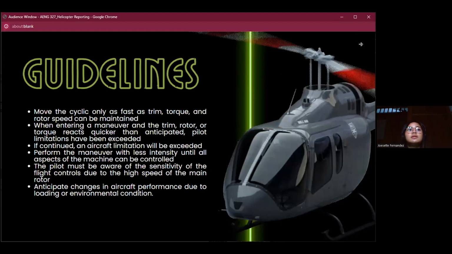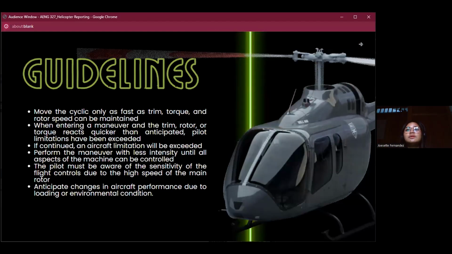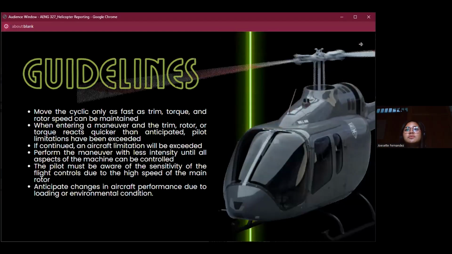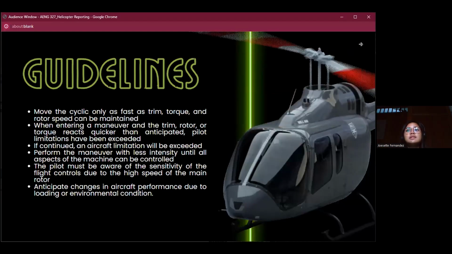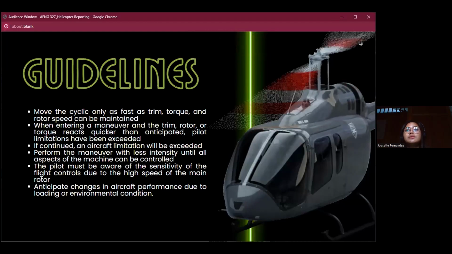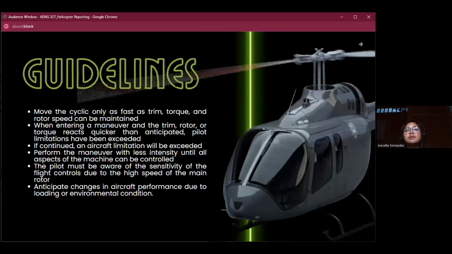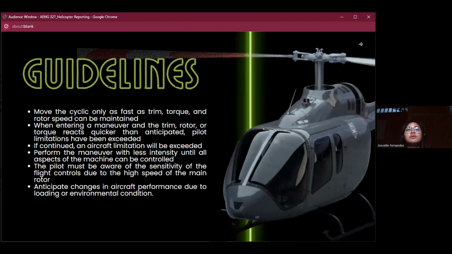Second one is when entering a maneuver and the trim, rotor, or torque reacts quicker than anticipated, the pilot's limitations have been exceeded. During a specific maneuver, such as turns, climbs, and descents, the helicopter's trim, rotor, and torque will respond to your inputs. If this response happens more rapidly than expected, it indicates that you've pushed the aircraft beyond its limit. This is a warning sign that you need to adjust your approach to avoid exceeding safe operating parameters.